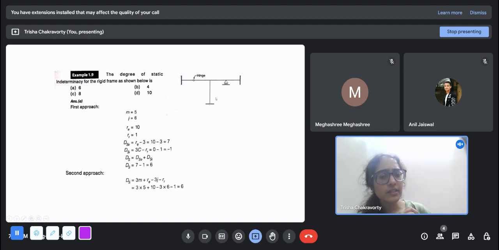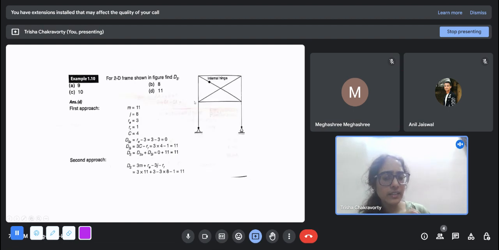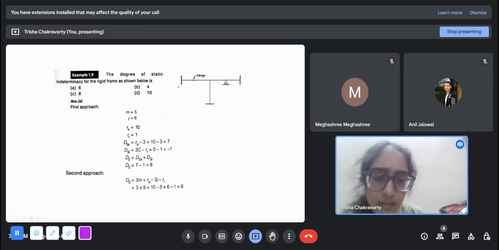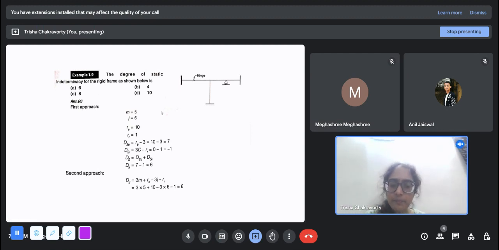The number of external support reactions is 10, and there are three equations of equilibrium. So the degree of external indeterminacy is 7, and here the degree of internal indeterminacy is -1. This basically means that a degree of internal indeterminacy cannot actually be -1. So if it is -1, it means it is an unstable structure.